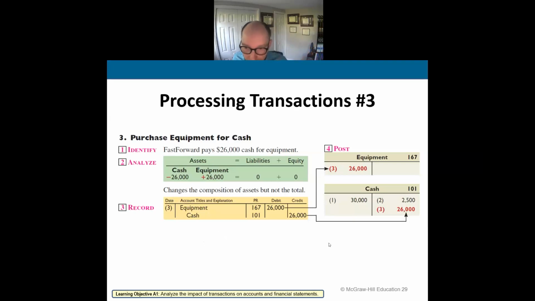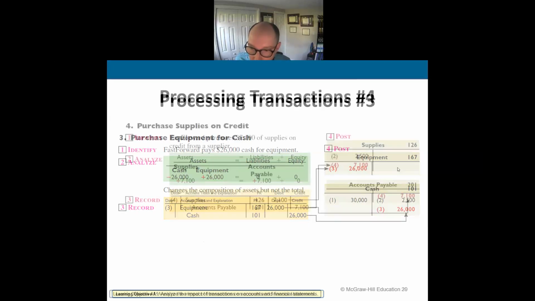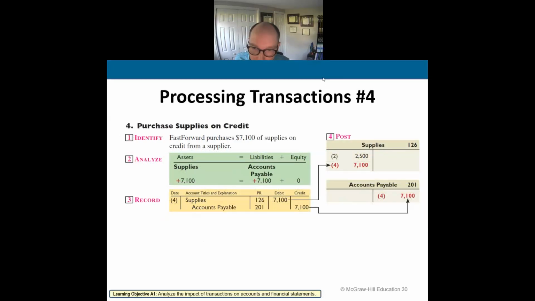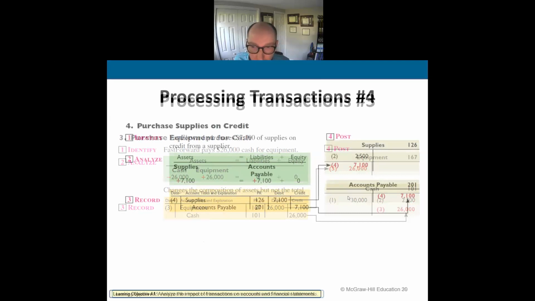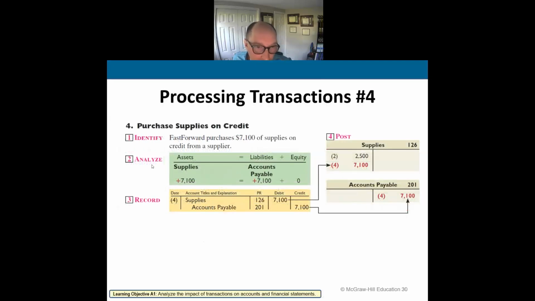And then we post those to the general ledger. And you can see what's happening on the general ledger side, what's happening with cash, for example. The first transaction was an increase of $30,000. The second transaction was a decrease, $2,500. The third transaction is a decrease, $26,000. Think of your ledgers as running totals. Step 4, running totals. Fourth transaction, we purchased supplies, $7,100.